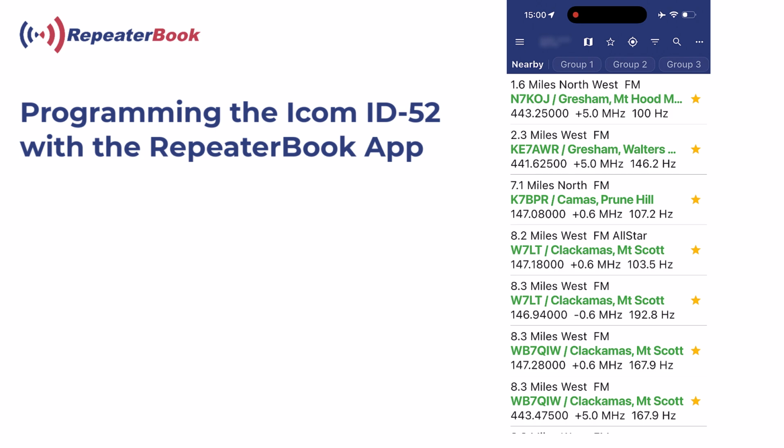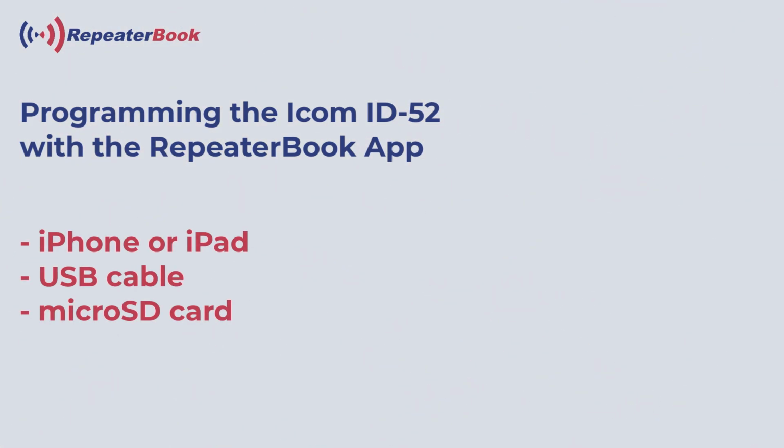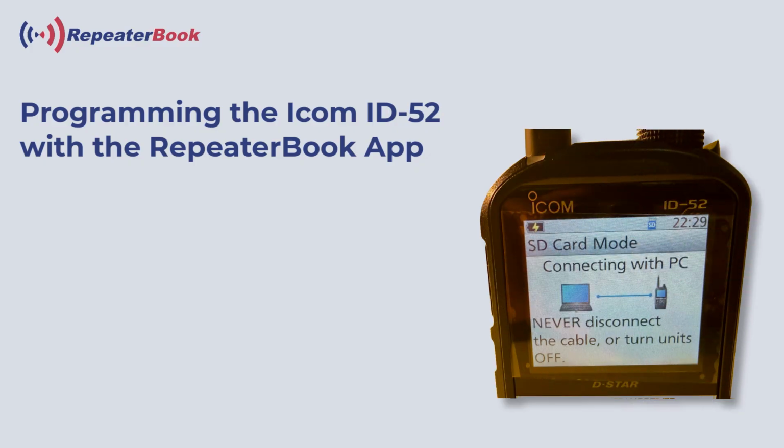If you are unfamiliar with My Favorites, watch the tutorial first using the link in the description. You will need a compatible iPhone or iPad, a data-capable USB cable or adapter, and a microSD card installed in the radio. The microSD card should be formatted by the radio before it is used for this process. Icom supports external access to the card when the radio is placed in SD card mode.